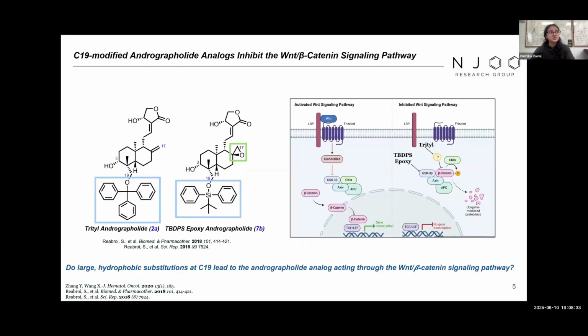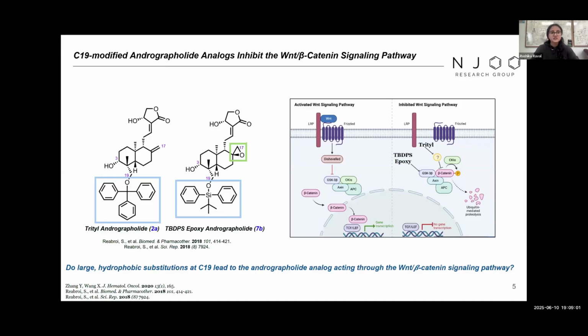Next, relating to andrographolide itself, the inspiration for our study came from a group in Thailand who had reported these two analogs, the C19 trityl and the TBDPS epoxy andrographolide analog. Interestingly, they had found that these two analogs inhibit the WNT β-catenin signaling pathway, which is a biological pathway that has to do with cell proliferation and differentiation.